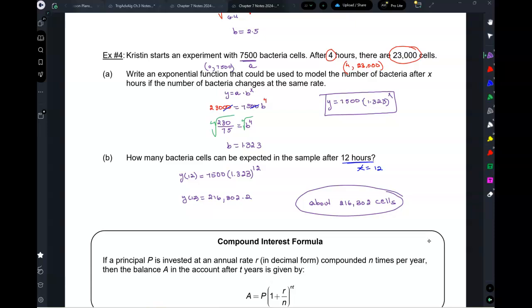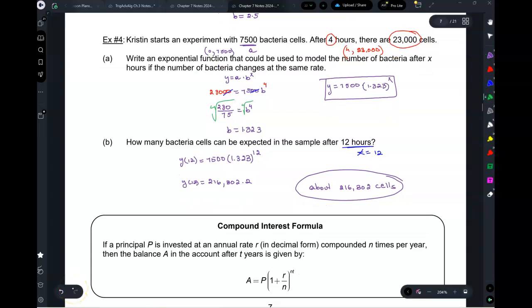Okay. Now, before I move on, let's go back to part A for a minute. So you learned in the last lesson, 7.1, right, of the equation y equals a times 1 plus r to the power of t. Remember that? So this is your 1 plus r, right? The rate is 0.323. 1 plus that, 1.323, is the growth factor, okay?